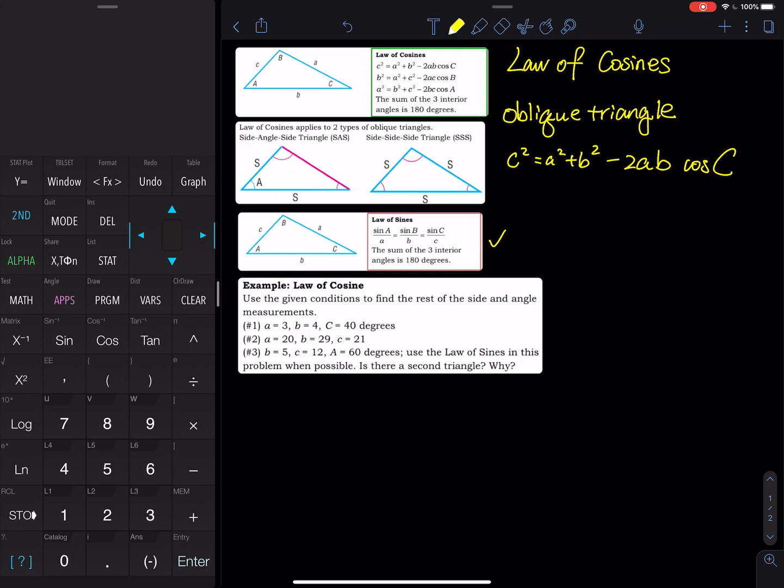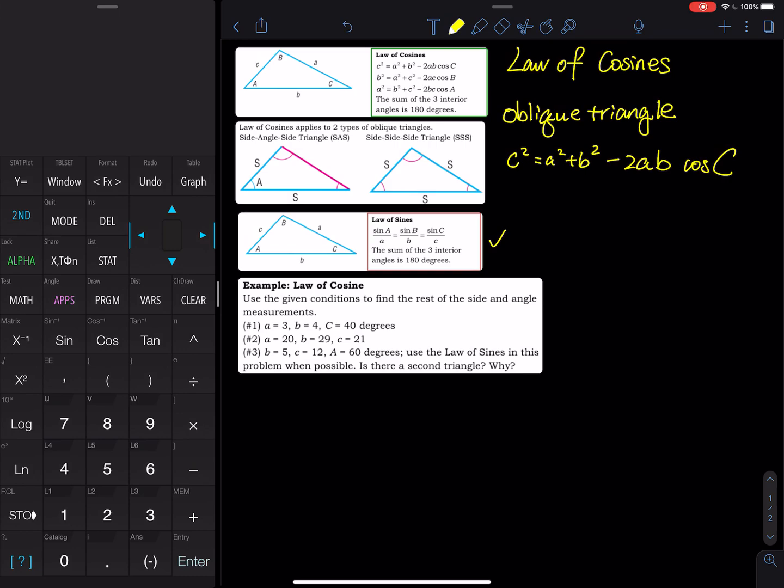Again, you start and end with the same letter. Side length measurement on the left, angle measurement on the right. This is true for B and A as well. And again, the sum of the three interior angles is always 180 degrees. We will need to use these properties multiple times when we do problem solving. So let's solve a couple of examples.